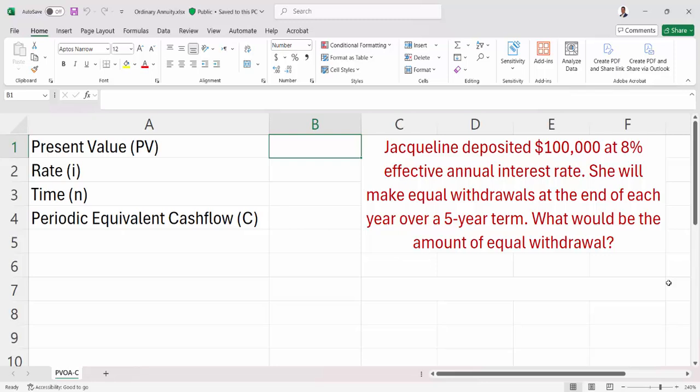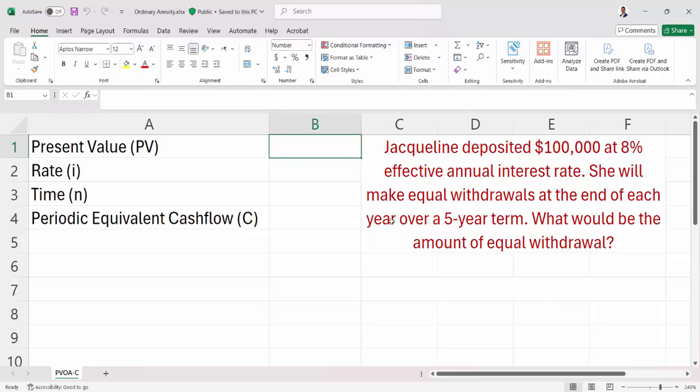Jacqueline deposited $100,000 at 8% effective annual interest rate, so our present value is $100,000, interest rate is 8%. She will make equal withdrawals at the end of each year over a 5-year term, so our N will be 5 years. What would be the amount of equal withdrawal?